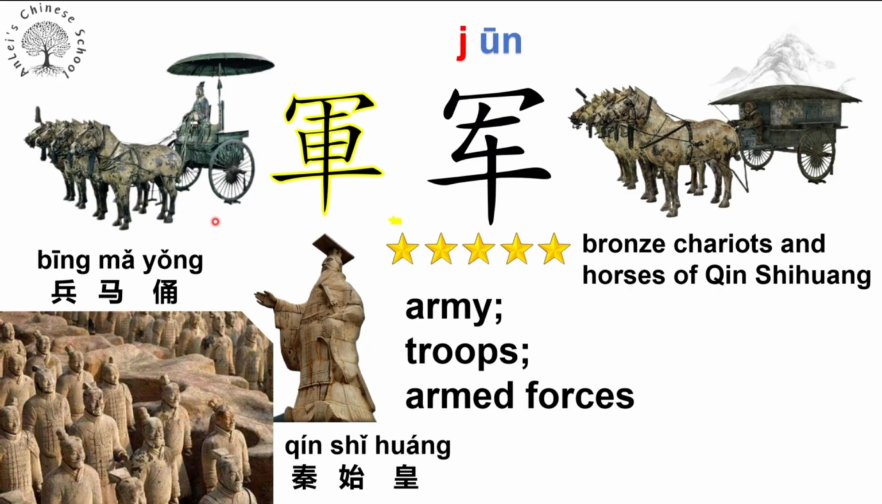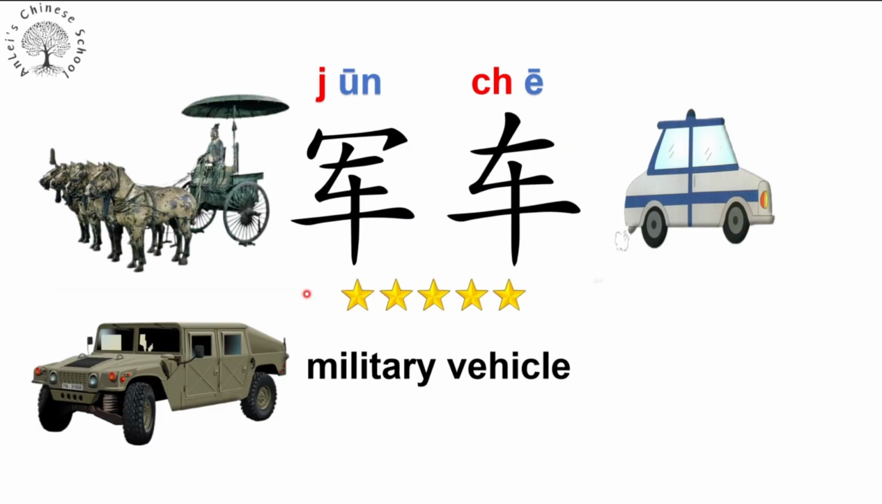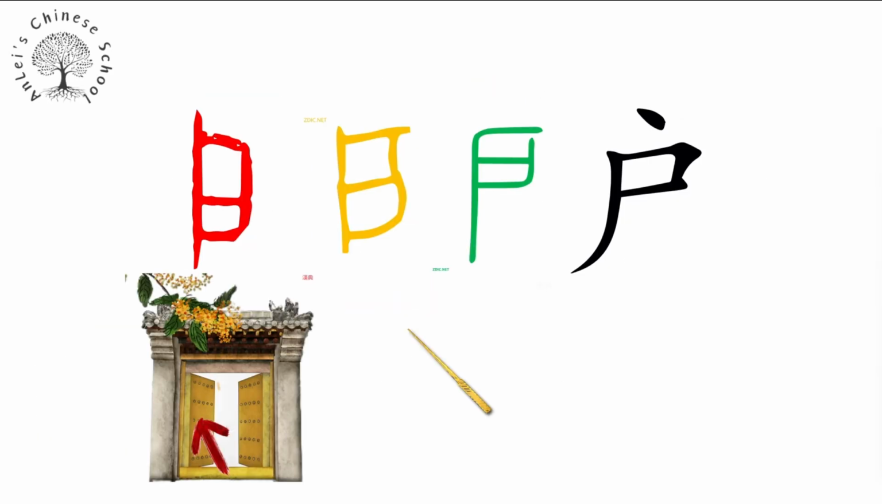This is a bronze chariot excavated from Emperor Qin Shi Huang's tomb. Above the chariot, there's an umbrella. It's very vivid, just like the character Jun. Bing Ma Yong, terracotta warriors, and the bronze chariot are burial objects in Qin Shi Huang's tomb. Zhongjun, the middle troops, is a term in ancient warfare. That's where the general stayed giving orders. Junche, military vehicle.